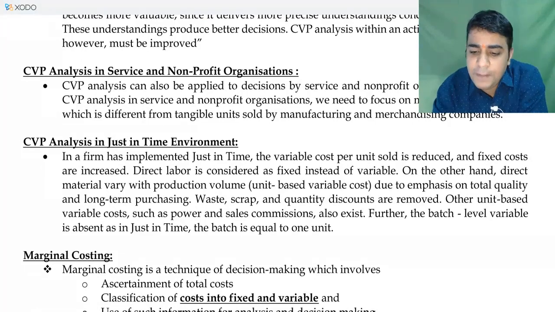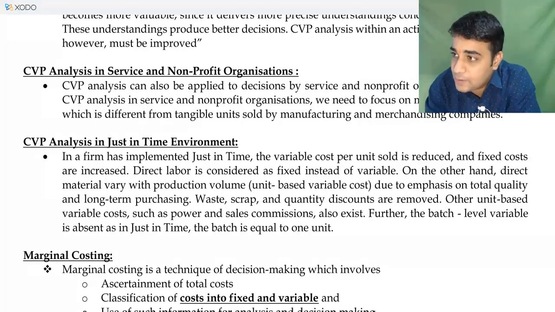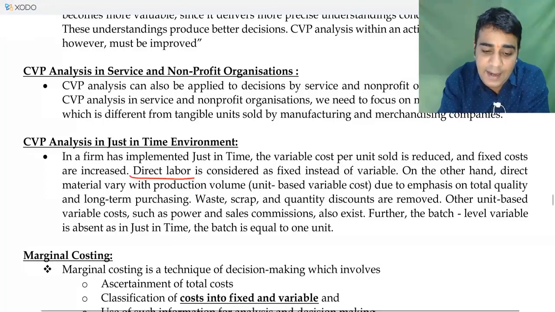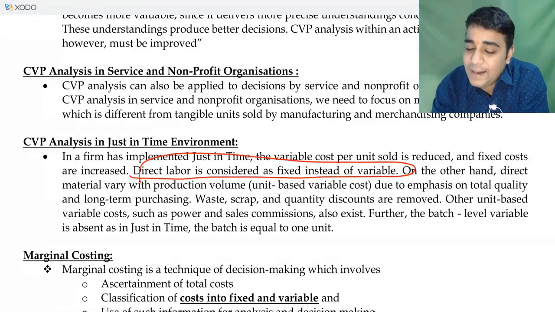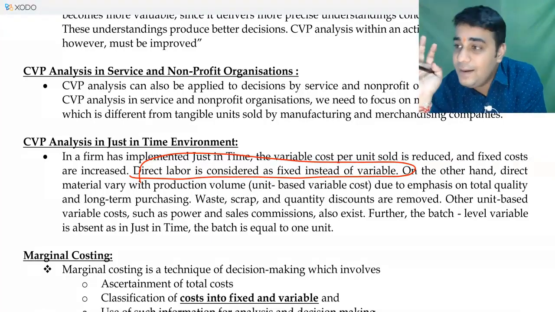If a firm has implemented just-in-time, the variable cost per unit is reduced and fixed costs are increased. They are saying the variable cost is going to come down and fixed cost is going to increase. There is a reason. Direct labor is considered as fixed instead of variable.